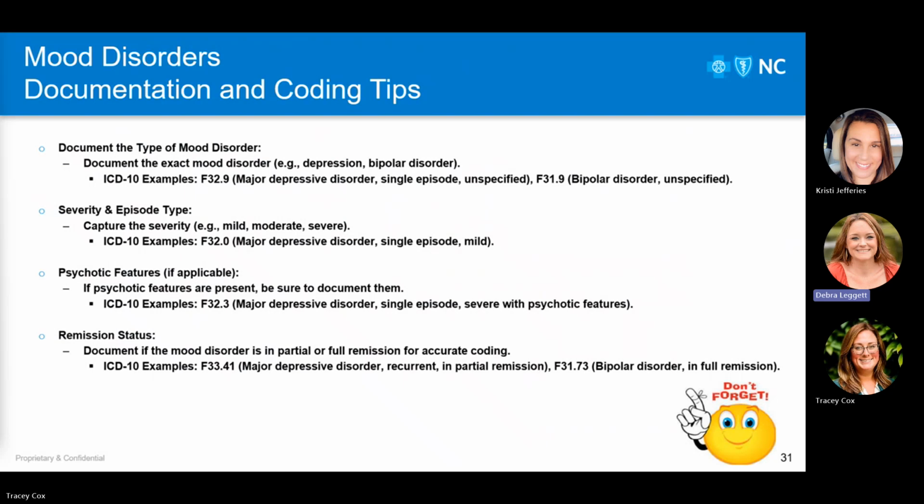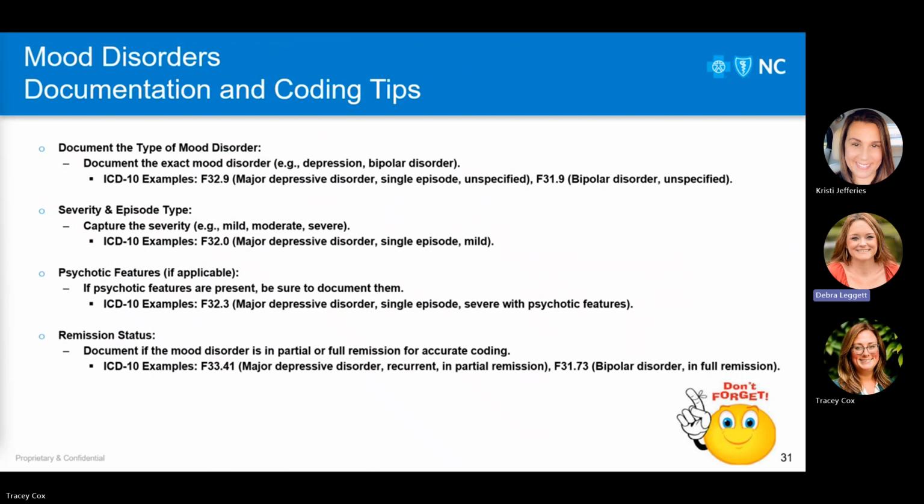Here are some tips for documenting and coding mood disorders. Be specific about the type of disorder, whether it's depression or bipolar disorder. Each needs its own ICD-10 code. For example, major depressive disorder is coded differently from bipolar disorder, so capturing the right condition is necessary.